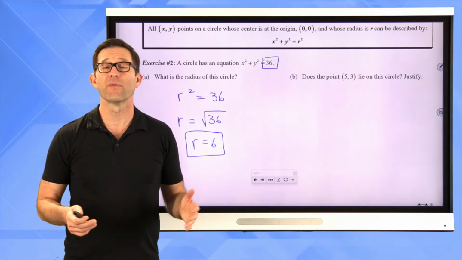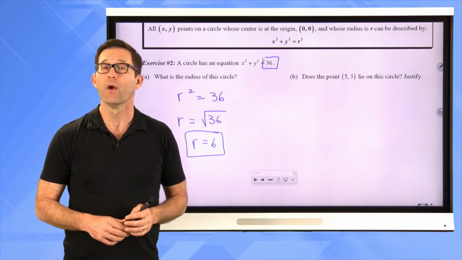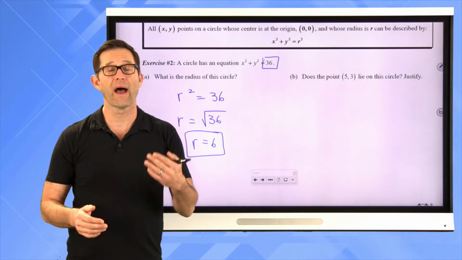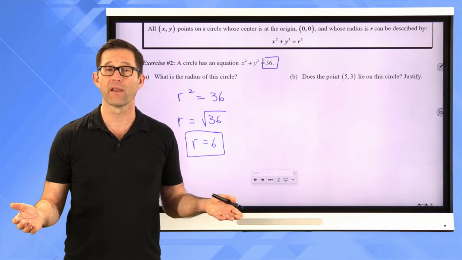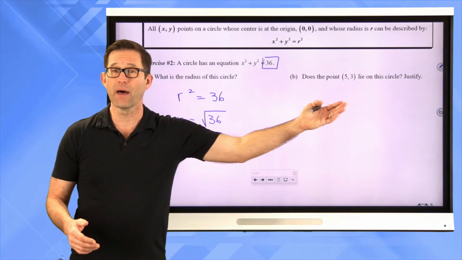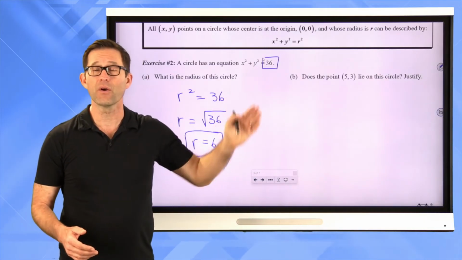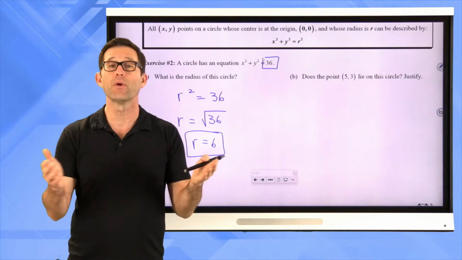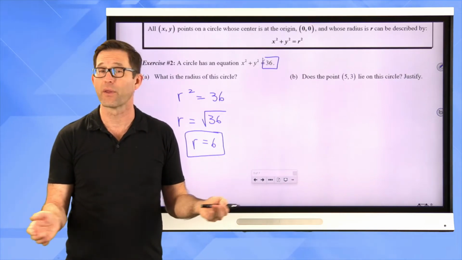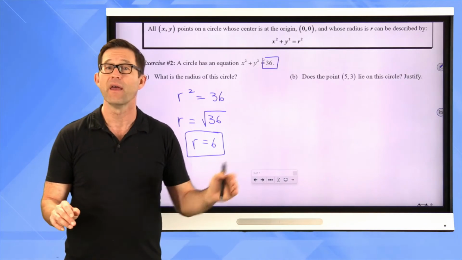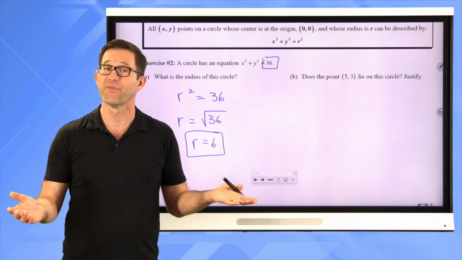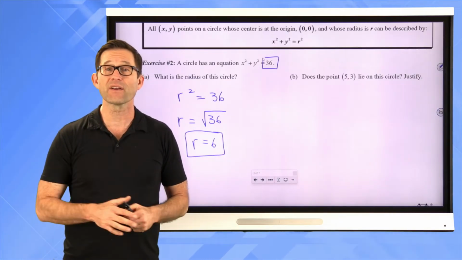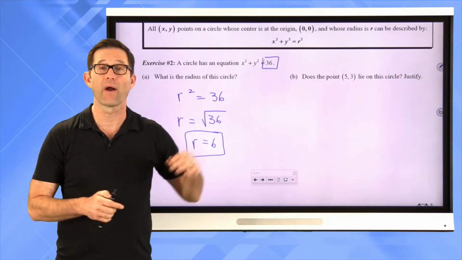Well, this is no different than every question you've ever been given, where you've got the equation of a line and you're asked whether or not a particular point lies on that line. What do you do? You take that point, you substitute it into the equation. If the equation is true, the point lies on that curve, whether it's a line, a circle, or anything else. If the equation is false, then it doesn't. That is literally the connection between equations and their graphs.